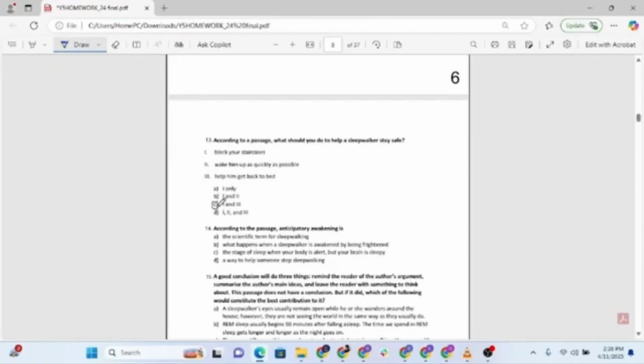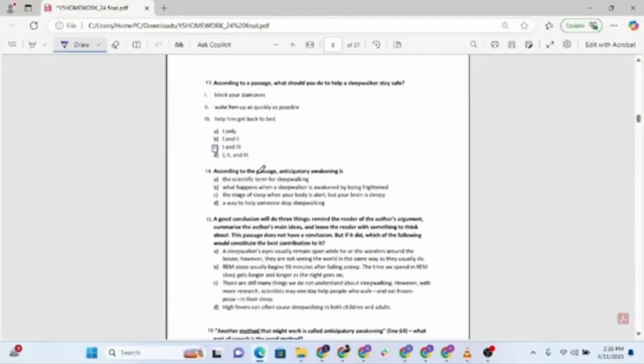Explanation. To keep a sleepwalker safe, the passage says you should block or secure areas like staircases and gently help the person return to bed. Waking them immediately is not recommended because it can frighten or confuse them. Question 14. According to the passage, anticipatory awakening is a scientific term for what? Sleepwalking. What happens when a sleepwalker is awakened by being frightened? The stage of sleep when your body is alert but your brain is sleepy. A way to help someone stop sleepwalking. The correct answer is option D, a way to help someone stop sleepwalking.